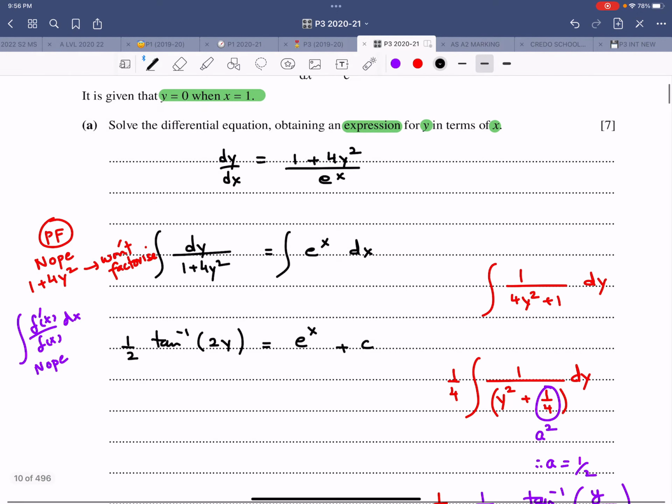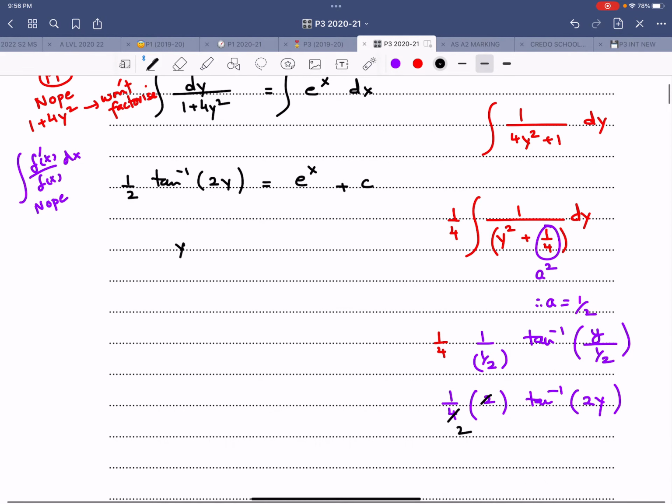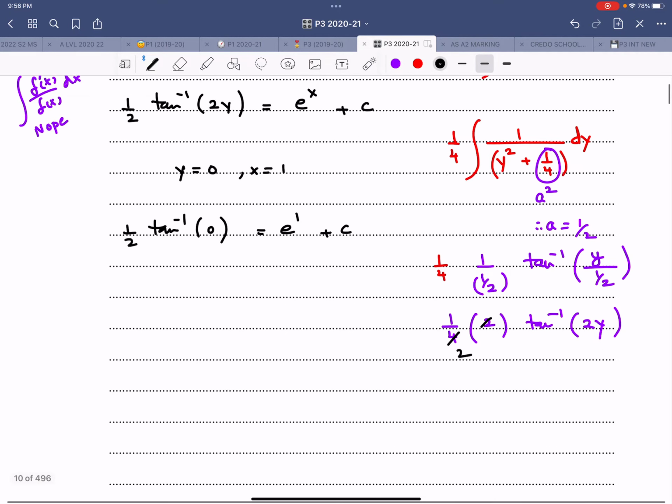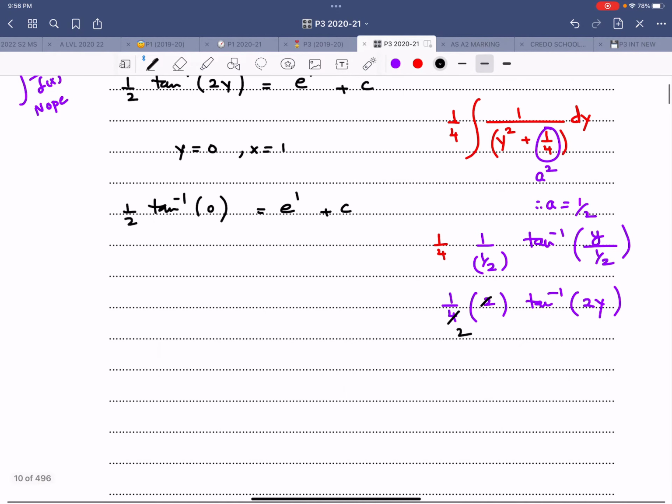Y is 0 when x is 1. Half tan inverse of 0 is equal to e raised to power of 1 plus c. Tan inverse of 0 is 0. So this is 0, this is e, this is c. Therefore c comes out to be negative e. That is the first thing that you get.